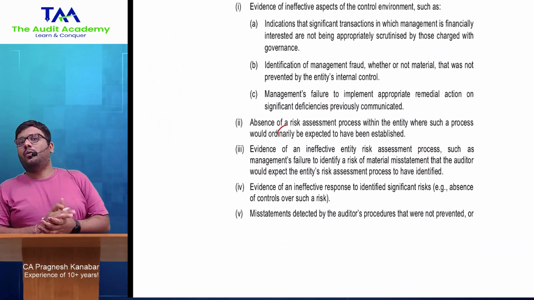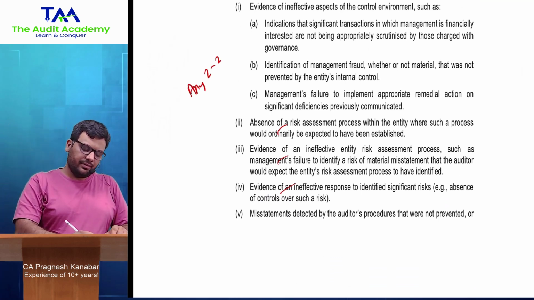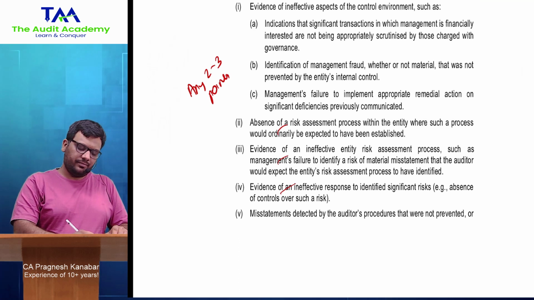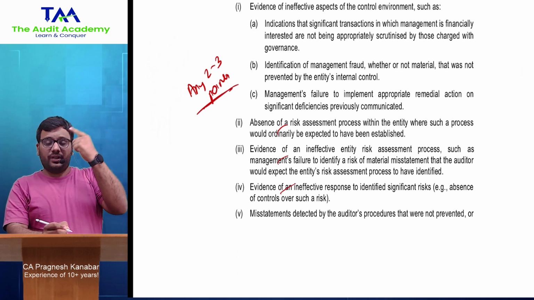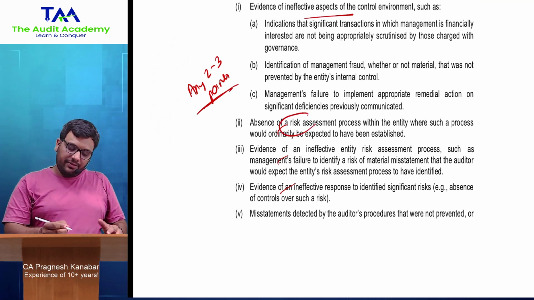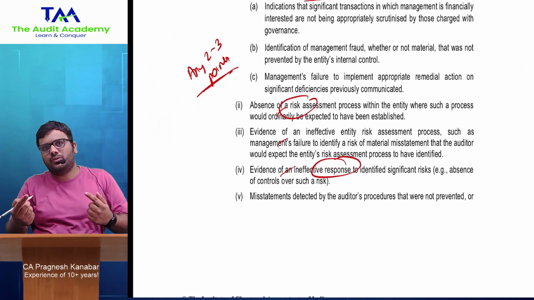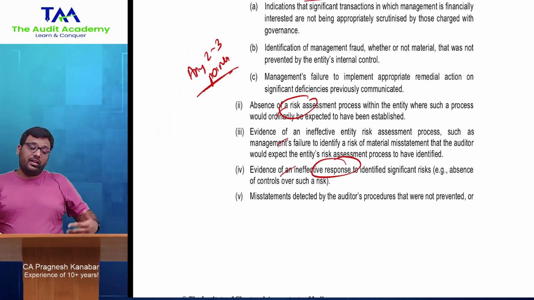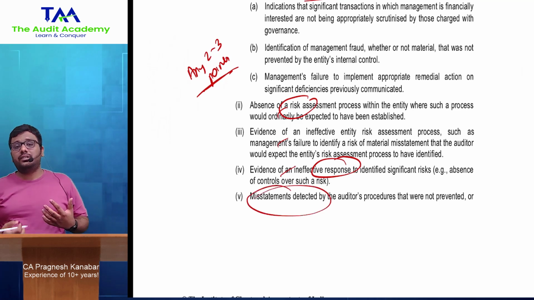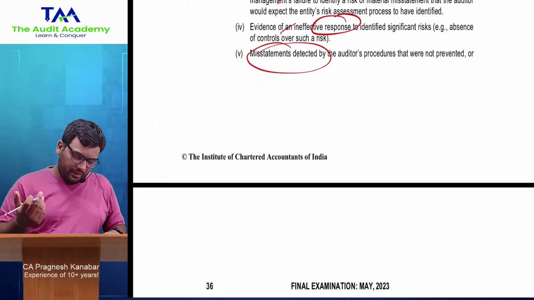And this is one of my questions also. But let me tell you, you can remember any 2 to 3 points. All right. So if the whole work culture is ineffective, if the entity itself does not have a risk assessment process, if the entity is not responding to a significant risk, if there are misstatements which have been detected by the auditor, which were not detected earlier by the management or the employees, these are all indicators.